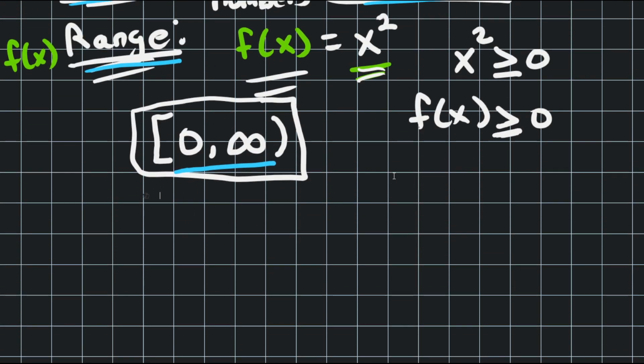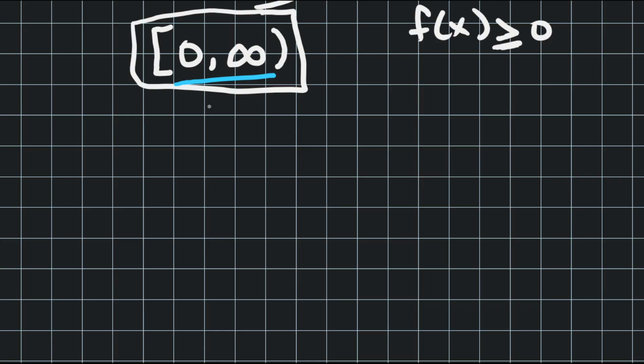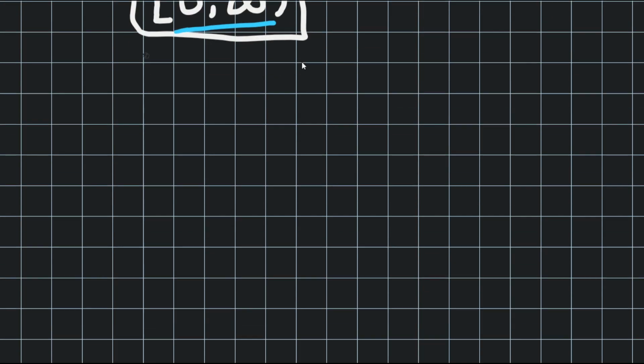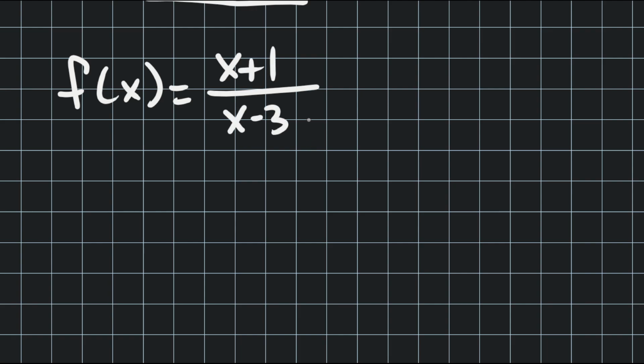So let's go ahead and move on to another function. Let's say we had the function f of x equals x plus 1 over x minus 3. Okay, so we have a function that is rational. We have x plus 1 divided by x minus 3.